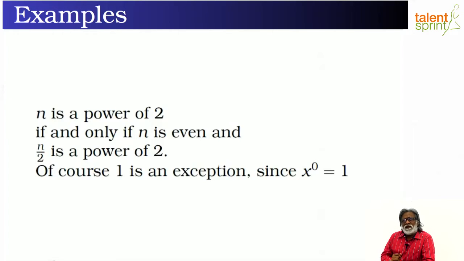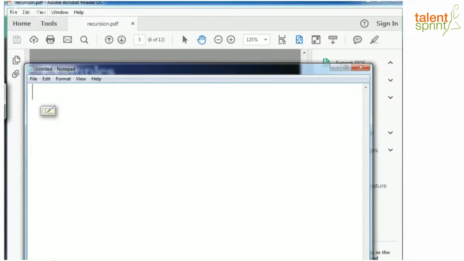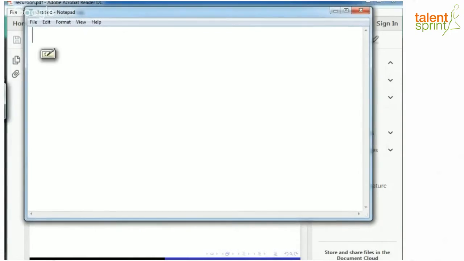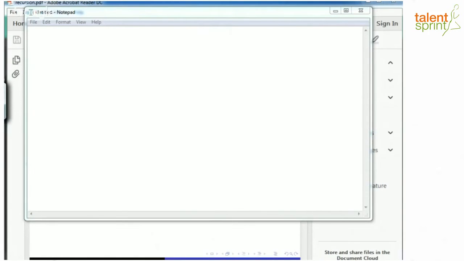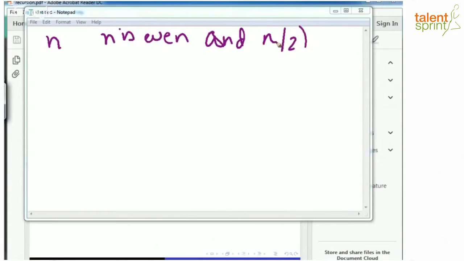This is where most people have difficulty in understanding recursion. They cannot visualize when it stops. So let us see whether we can write. Sir, how do we understand recursion? The idea is often to use a paper and pen and try to write down whatever you are going through step by step. Let us try and understand this once again. What is the point we are saying? n is a power of 2 if n is even and n by 2 is a power of 2.